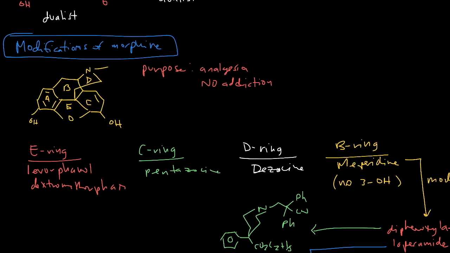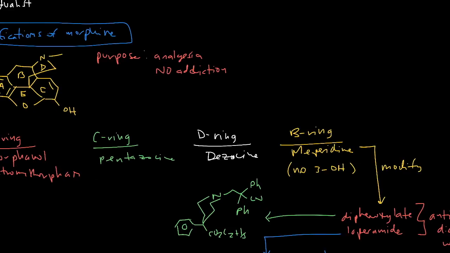Modifications to the E ring have produced drugs like levorphanol and dextromethorphan, which is actually a cough suppressant. At the C ring, they've produced pentazocine. Changing the D ring has created dezocine. Changing the B ring has produced meperidine. Meperidine has no 3-hydroxyl group, notably.